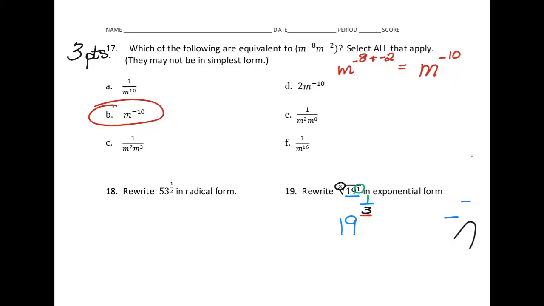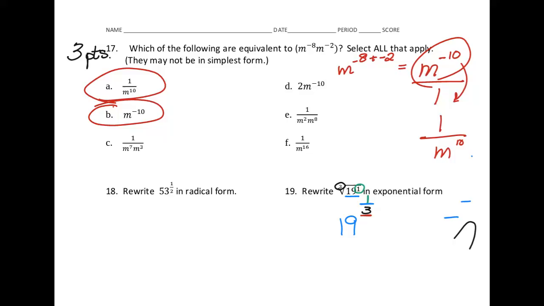Now, these say equivalent. This doesn't say that it has to be simplified. And you hopefully will know that you cannot leave m to the negative 10th. So if I were to rewrite that removing that negative exponent, what would that look like? 1 divided by m to the 10th, right? Do we have that? Yes, we do. That is letter A.